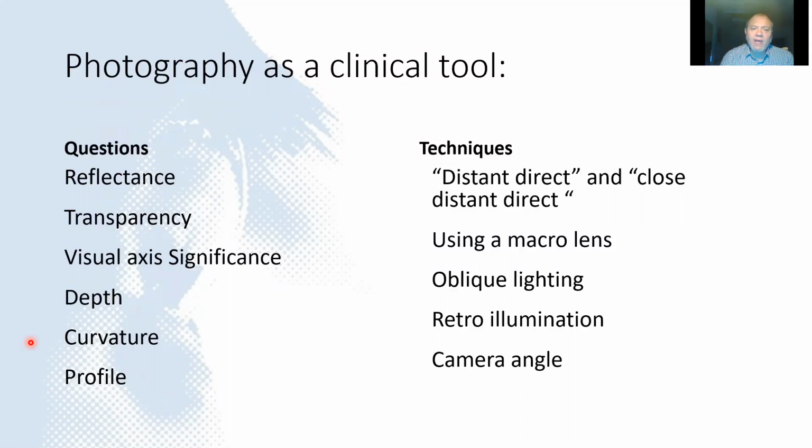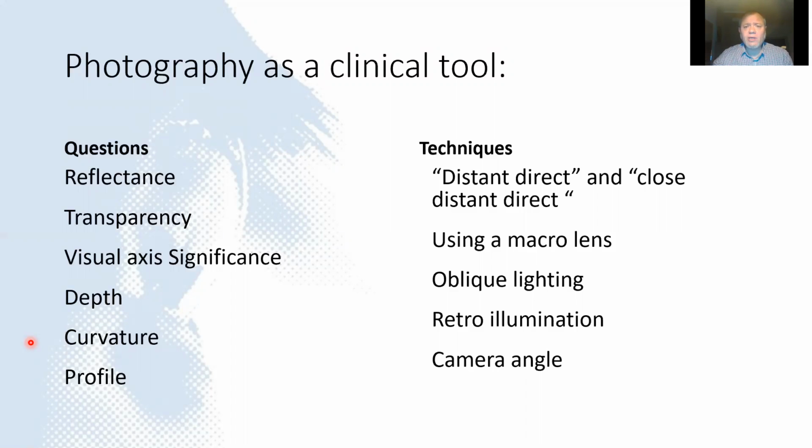So opacities on the back of the endothelium or within the stroma will affect transparency. We also can ask the question, are any opacities in the cornea of visual axis significance? Are they likely to affect vision? We can make an estimate as to depth. We can estimate the curvature of the cornea, or the effect of the lesion on curvature, by taking oblique views, particularly by looking at the profile.